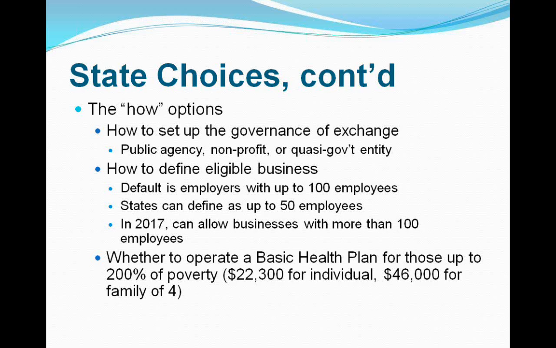And then they also get to choose whether or not to operate a basic health plan. This is an option for states to come up with a different coverage option for people who are above the Medicaid eligibility threshold, up to 200% of poverty, which I show here with what those incomes are, just so you get a sense of who we're talking about.